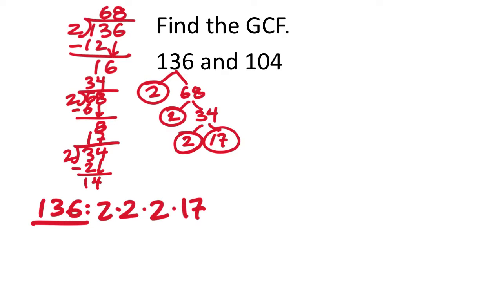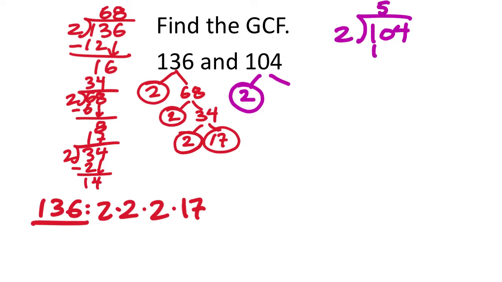Well, what about 104? Let's see what happens with 104. 104, it has a 4 in the ones place value, so it is also divisible by 2. Let's see what we get. 104 divided by 2. 2 won't go into 1, but it will go into 10 5 times. 5 times 2 is 10. It canceled out the 10. Drop the 4. 2 goes into 4 2 times. So 2 times 52 is 104.